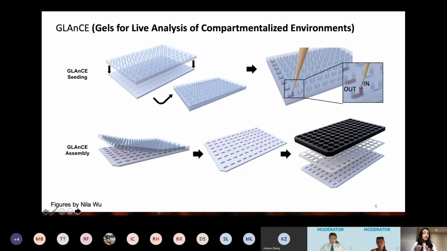So the next step is assembly, where you would remove your slab and you would have your chip sandwiched in between a sticker and a 96-well plate. This would essentially create 96 tumor tissues, each with their own microenvironment, where you could add drugs into the plate and then look at results.